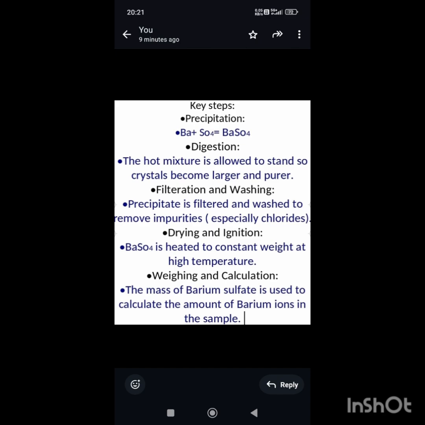And fourth one, drying and ignition. Barium sulfate is heated to constant weight at a high temperature. And fifth one, weighing and calculation. The mass of barium sulfate is used to calculate the amount of barium ions in the sample.